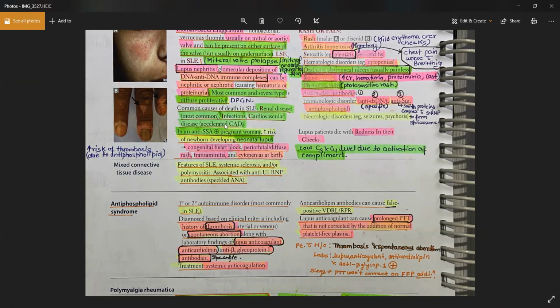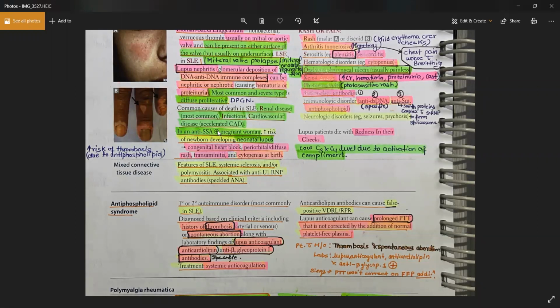Okay, on the labs, you will be having positive anti-DNA antibodies. Right, first thing, very important, you will be having the anti-DNA antibodies. You will be having the anti-Smith antibodies, positive. Okay, and just like the Sjogren syndrome, you will also be having a positive anti-RNA antibody, which is the anti-SSA type.